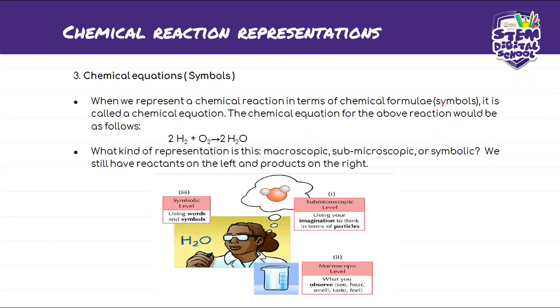Then there in the beaker, I have water there that I can see. That is macroscopic level. And the macroscopic level is what you observe. That is, you see, you hear, you smell, you taste, and you feel. That in effect, these are the what? The 5 senses. Okay. All right, let's move to the next.